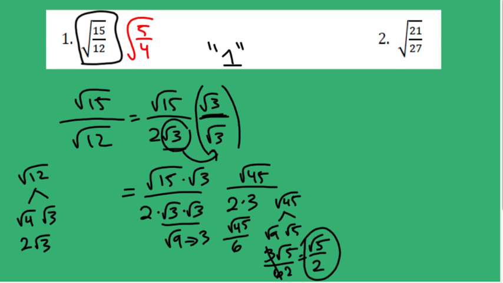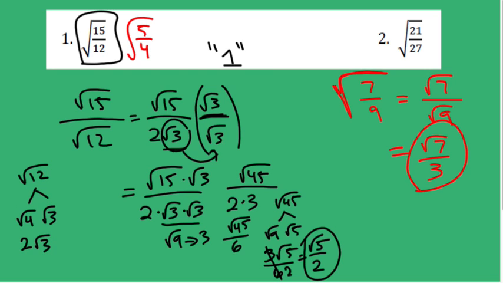All right, so let's take a look at number 2. 21 over 27. In fact, we'll do that now. I can simplify 21 over 27. I can divide both the top and bottom by 3. So that will give me 7 over 9. So now this one, square root of 7 over square root of 9, that's going to be square root of 7 over 3. My answer. And in fact, if I go back here and look at number 1, that's square root of 5 over 4. Square root of 4 is 2. That's square root of 5 over 2. Exactly what I had down here.